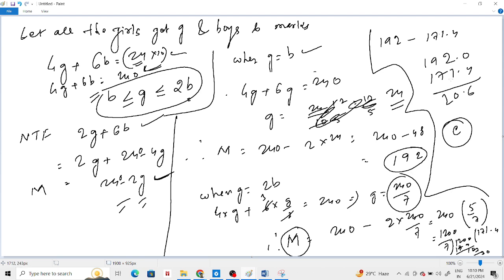If I subtract, what will I get? I will get the number of values inside it, not the number of real numbers. Real numbers are infinite. I will get the number of integers, the number of natural numbers. So 192 minus 171.4, what am I going to get? I'm going to get 20.6. That is 21. The answer is 21 too.